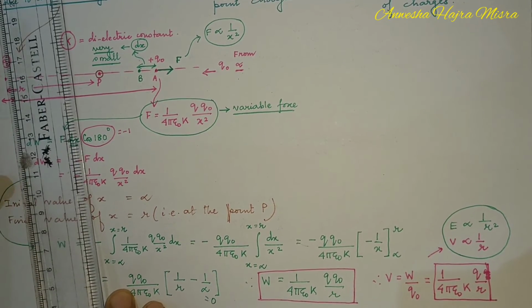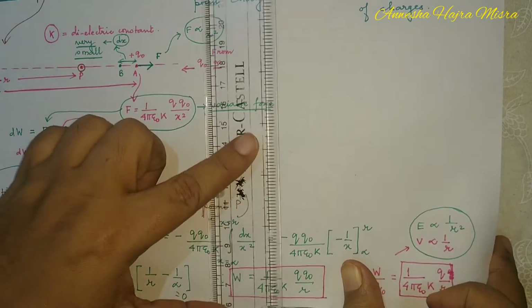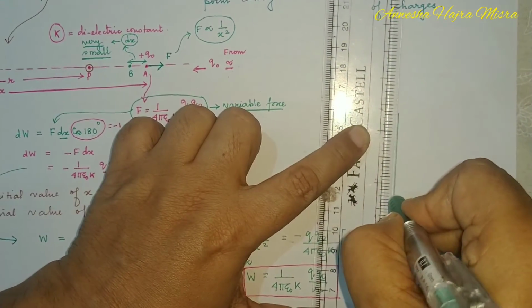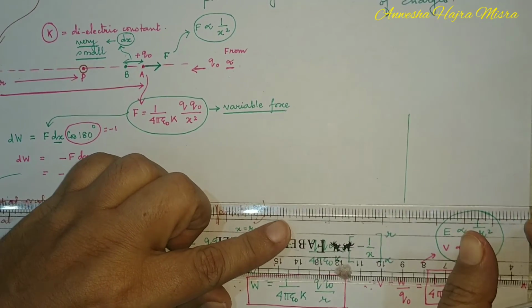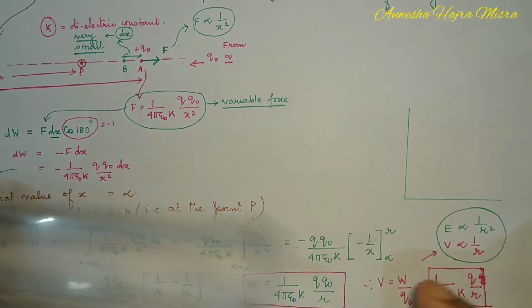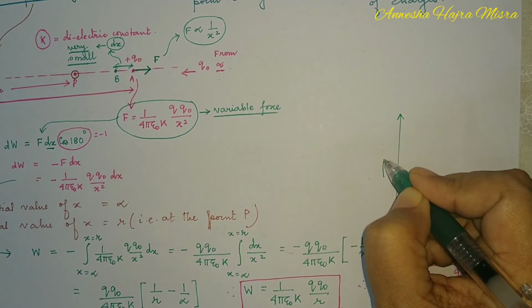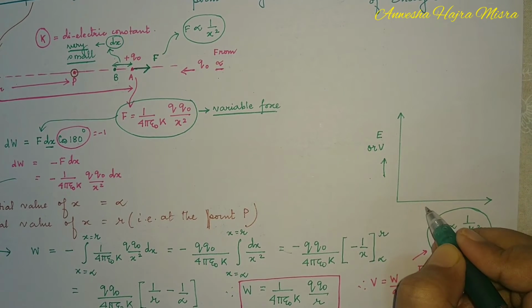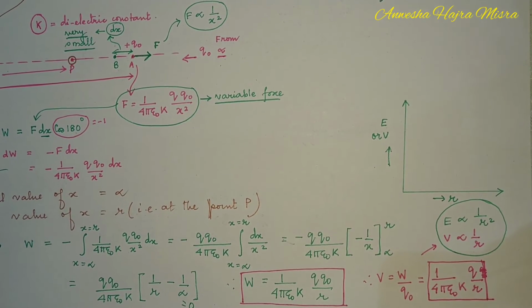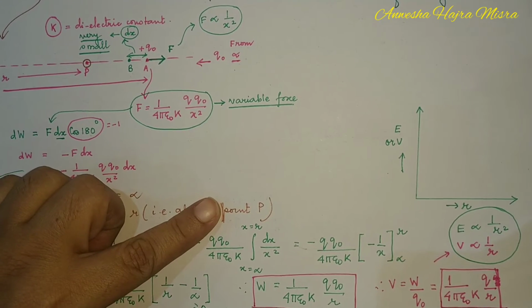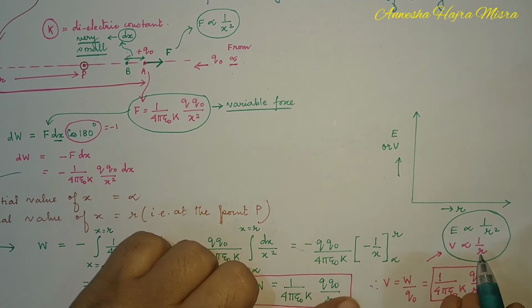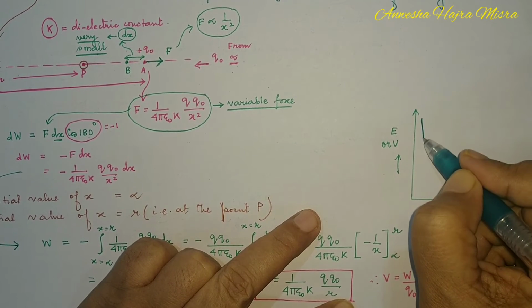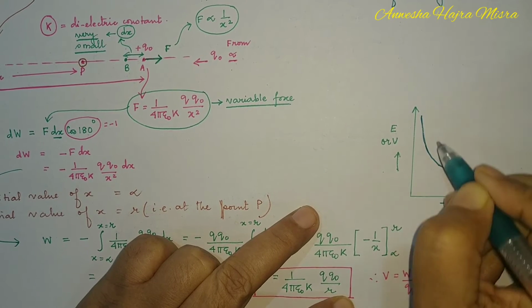Now, if you are asked to plot a graph to show the difference due to a point charge, the intensity and the potential, say along y-axis we are plotting E or V, and along x-axis we are plotting r. Now for intensity, the graph will be much more steeper. For potential, potential varies as 1 by r. The graph will decrease, but it will be somewhat a flat one.